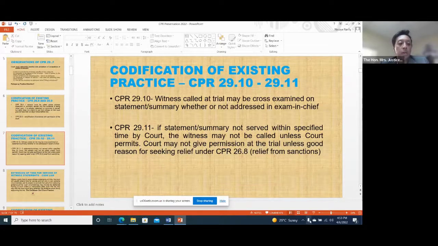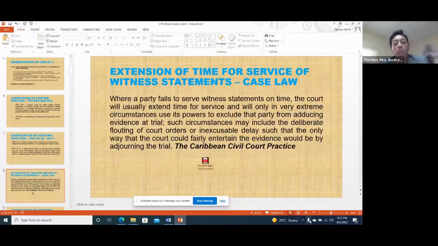So we're going to look now, Neely, you can go to the next slide. We're going to look at this whole concept of extension of time for service of witness statements. I was able to find some information on it that I thought you might find useful. At this point, I'm going to hold up two books that I used for the preparation of my presentation. Both of them, Justice Peter Jamadar from the Caribbean Court of Justice had suggested in one of the presentations he was in, he had mentioned them.